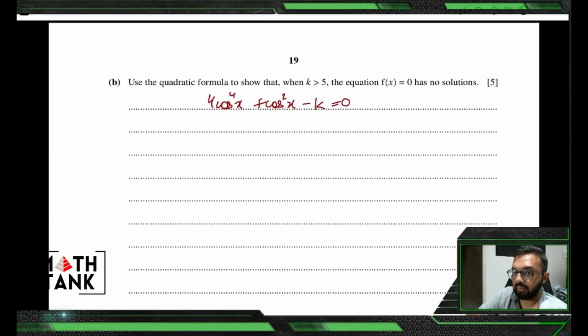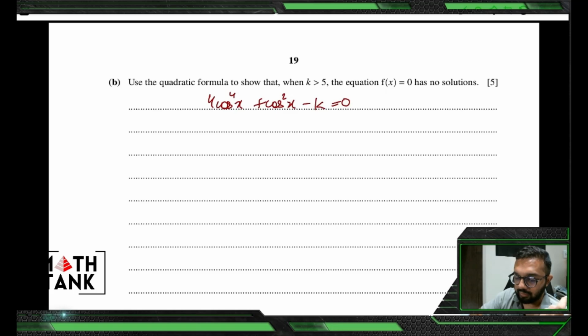Okay, equals 0. So when it has no solution, typically what we say is that the quadratic should have b square minus 4ac less than 0. But you see, this is not a simple quadratic equation, it's a trigonometric equation. The first thing I wanted to notice is that even if I solve the quadratic, I get answers for cos square x. Now the question is saying use the quadratic formula, so I should do that.